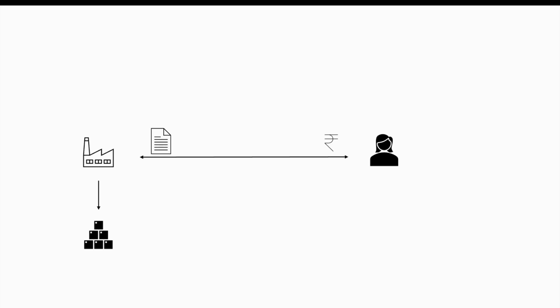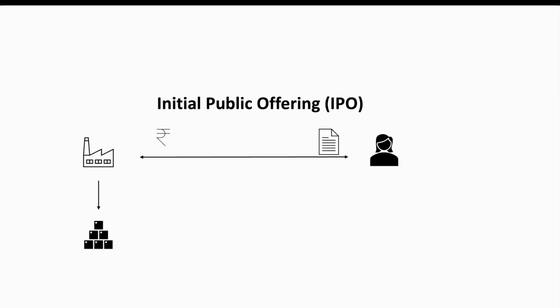So let's say the company produces the shares. The people agree to this deal and they give the money, and the exchange happens. The company will get the money, the common people will get the shares. And this is how the company will raise some money. This entire process is called an initial public offering, IPO as we like to call it.